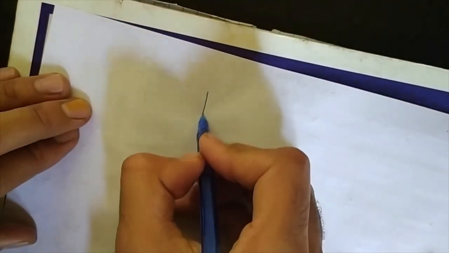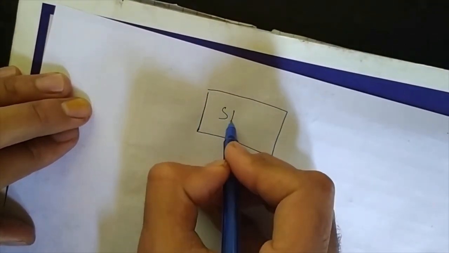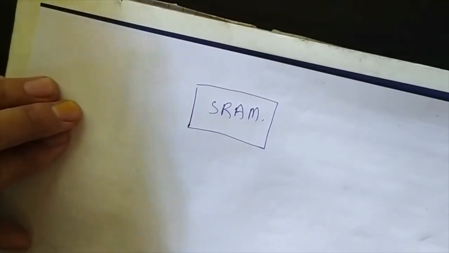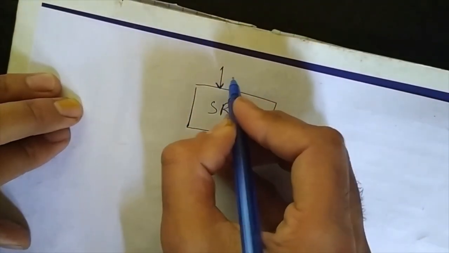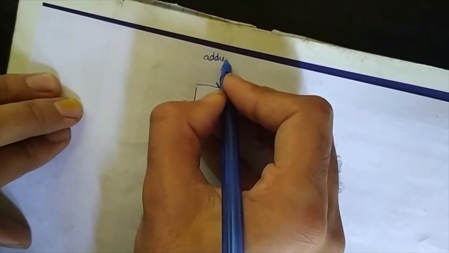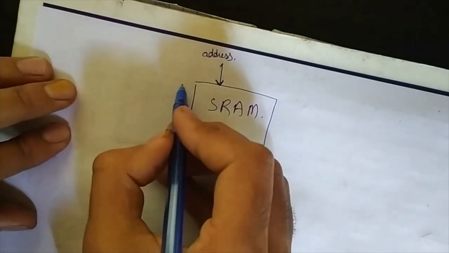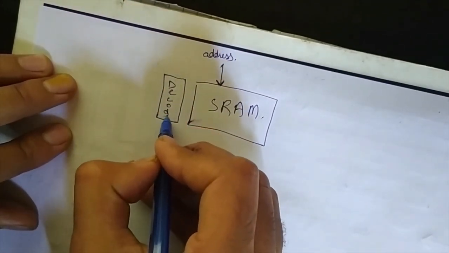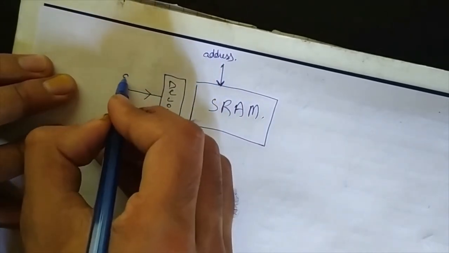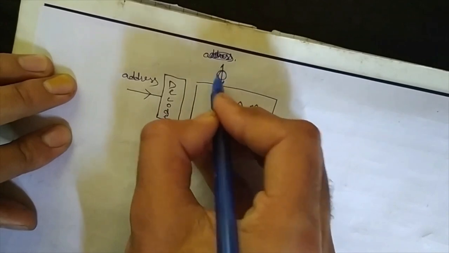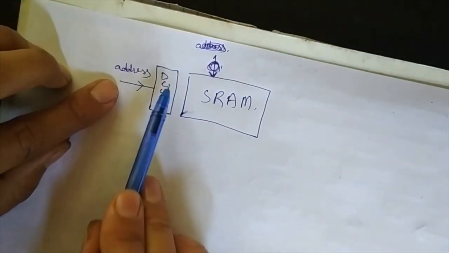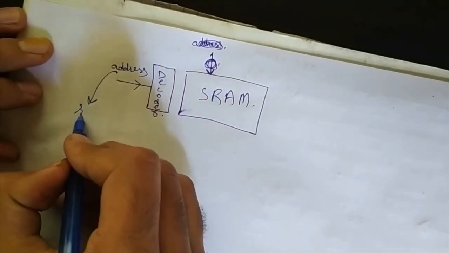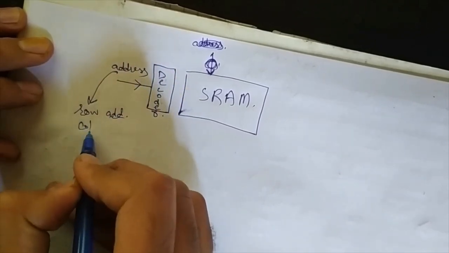So this is our SRAM cell, this is our SRAM array. Okay, so this SRAM array gets the address. Let me write it here. This is my decoder, and this gets the address. So based on the address, this decoder chooses one of the rows. So this address can be either a row address or a column address.